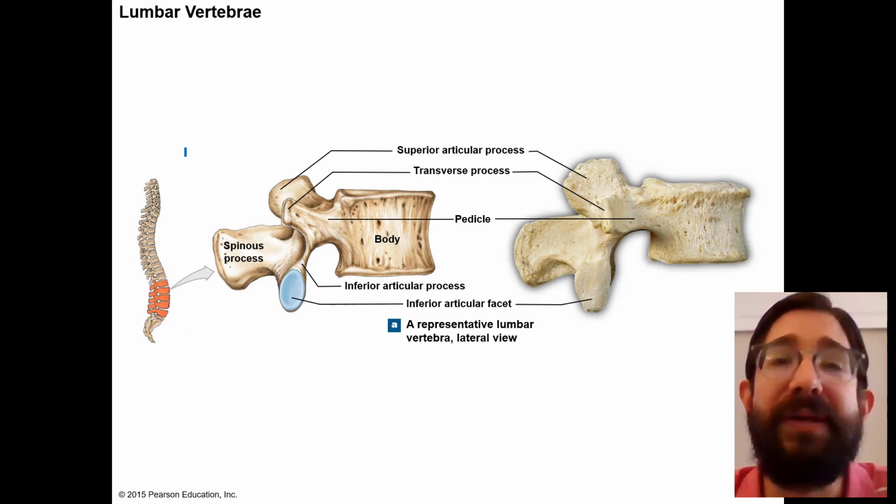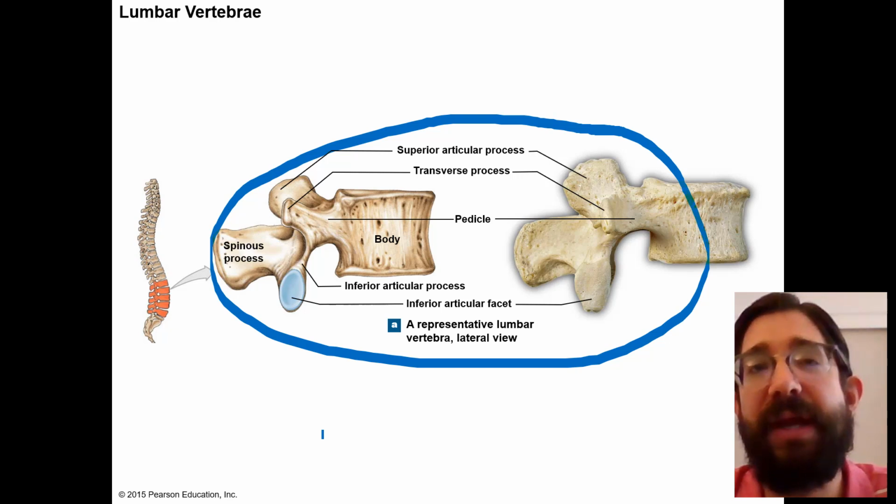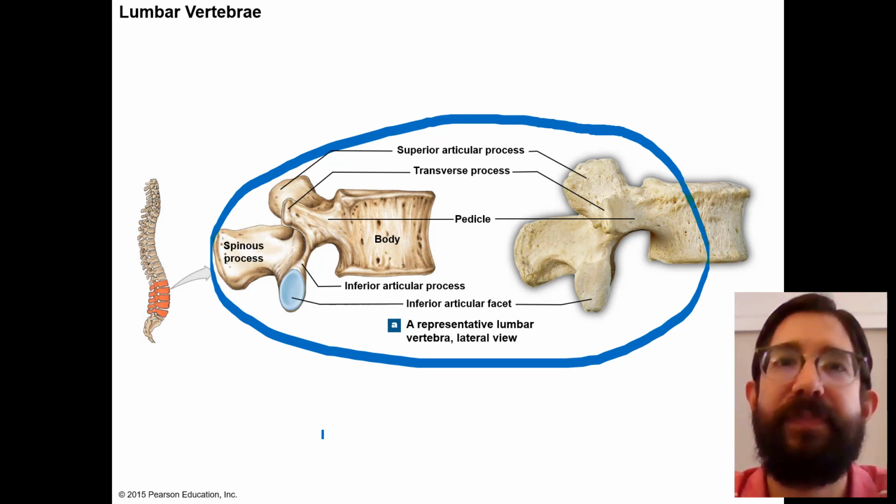Lumbar vertebrae are down in your lower back. There's no ribs down there, so there's nothing fancy. All the terms you see here we talked about as basic structures that all vertebrae have. They just look a little bit different on these big, bulky lumbar vertebrae.